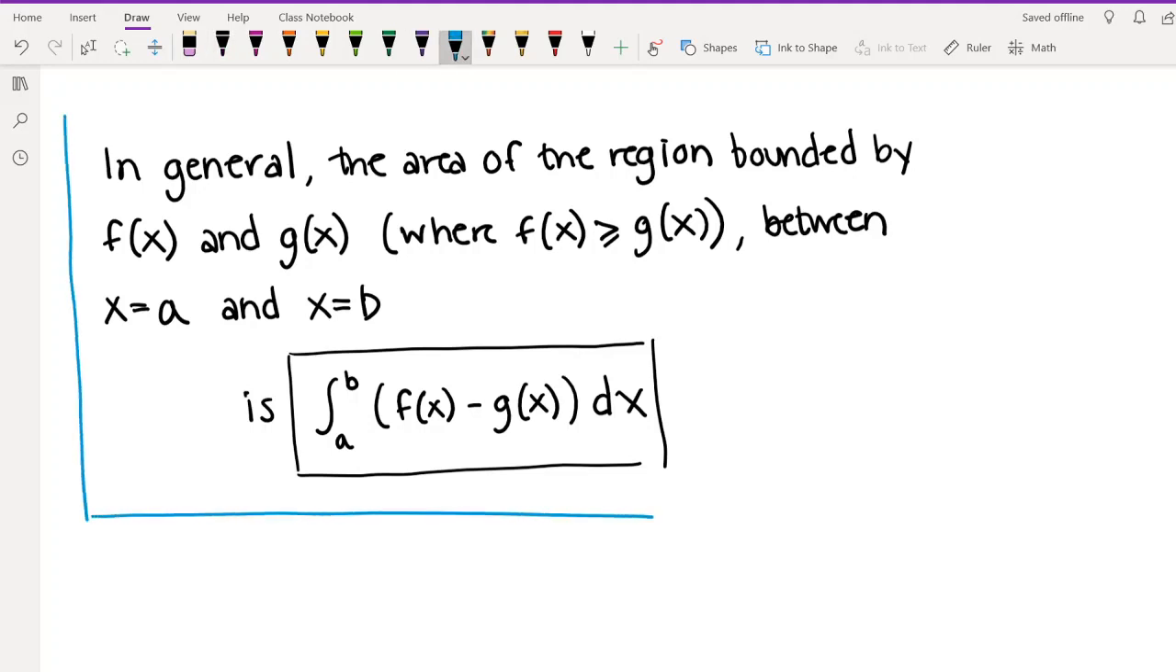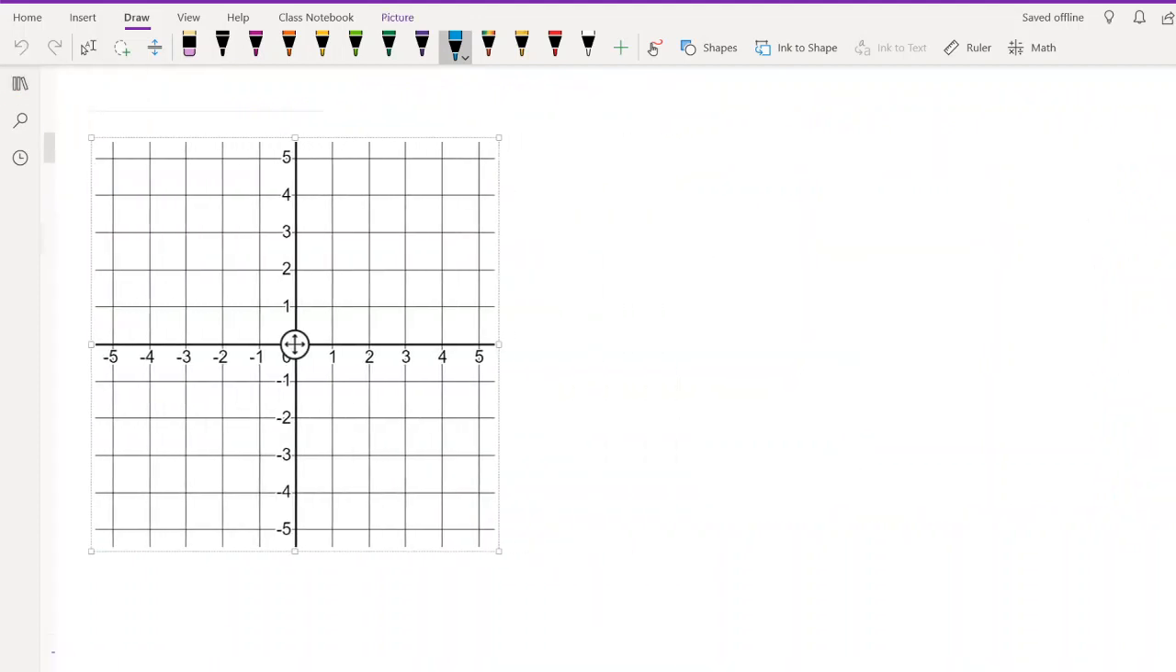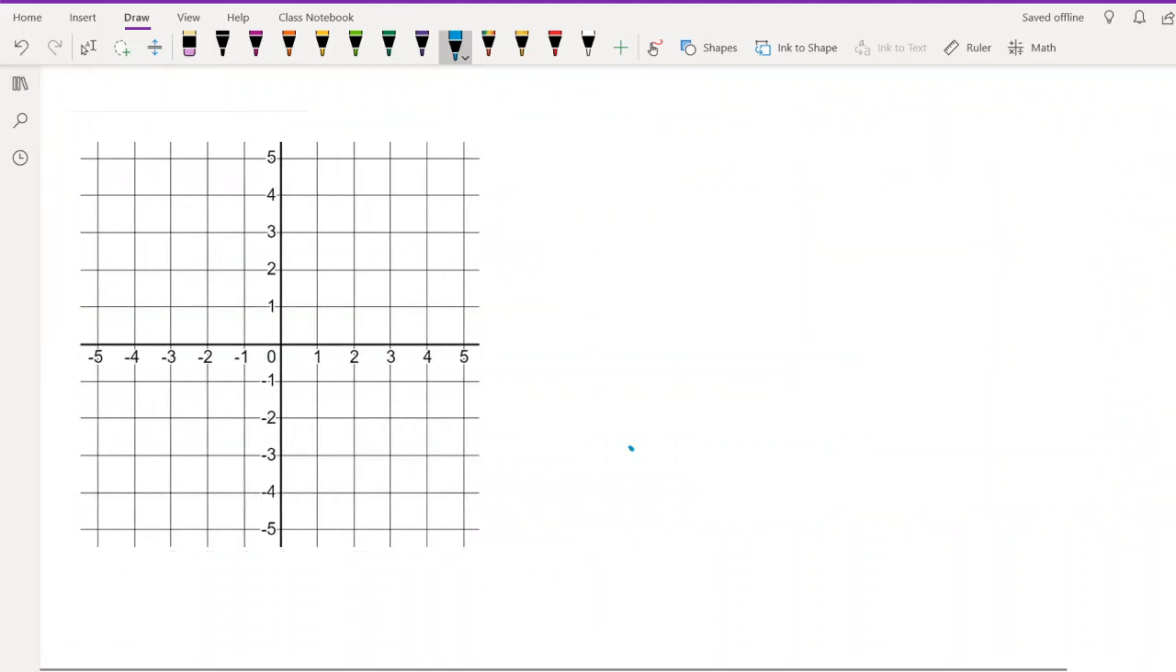And the really important thing, and this is something we'll get into in tomorrow's video, is that you're always doing the top function minus the bottom function. So we'll see in tomorrow's video that there are some examples where the functions switch which one's on the top and which one's on the bottom. So you really have to pay attention to making sure that you know which one's on the top and which one's on the bottom. Okay, so let's look at another example. And this one we'll see brings up something a little different.